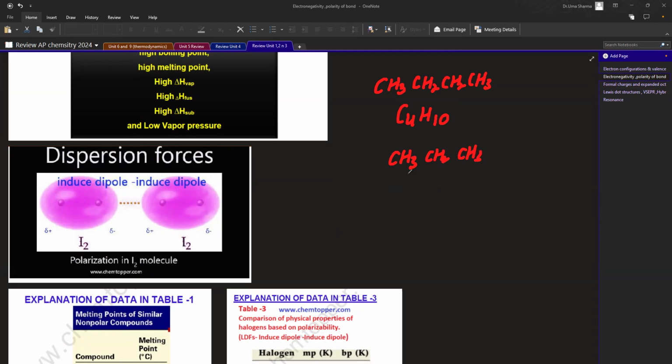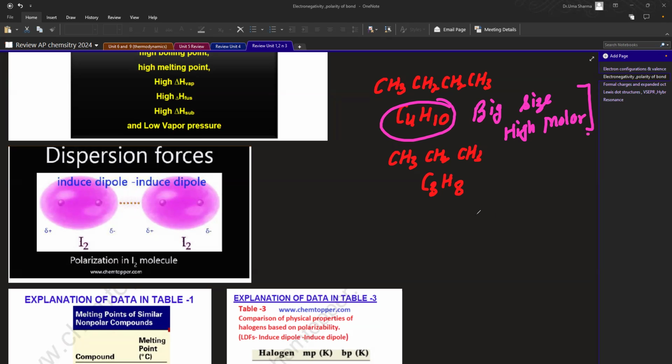You remember I told you that the difference in electronegativity of carbon and hydrogen is very low. Now which one has bigger size and high molar mass? This one. This is big size, more atoms, and high molar mass. And LDF depends on that. The bigger the size and the higher the molar mass, the stronger the LDFs, because LDF depends on the polarizability.